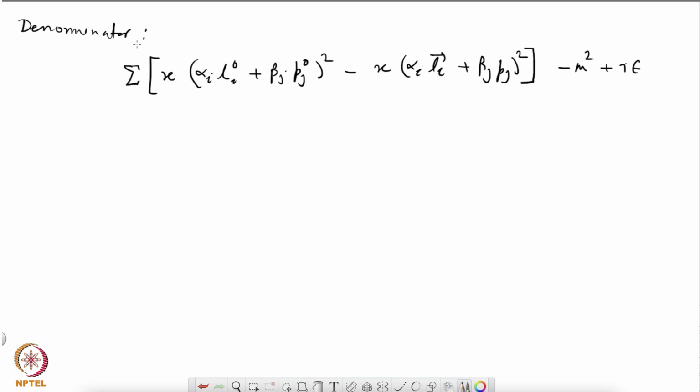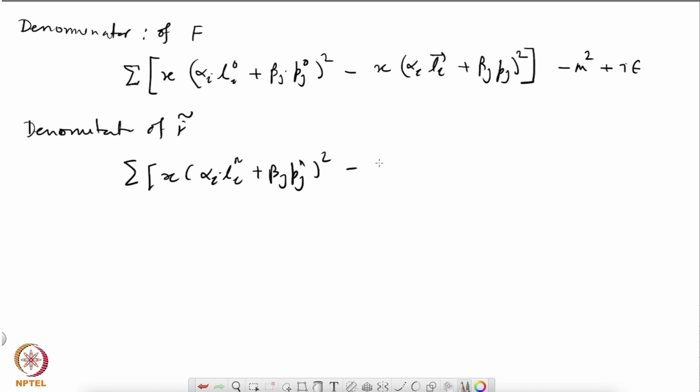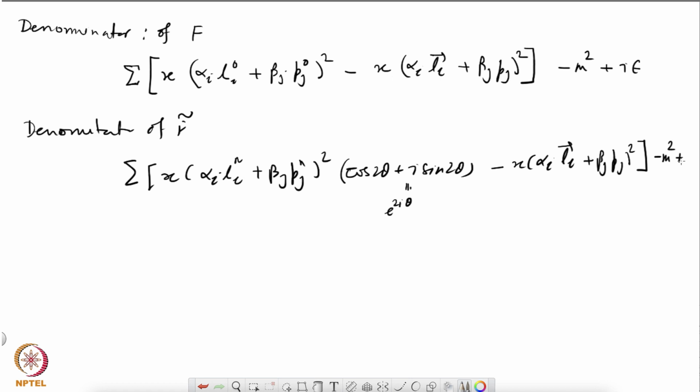Good, and this is the denominator of f, and the denominator of f tilde is what? Summation x alpha I Li n plus beta j pj n squared, minus times cos 2 theta plus I sin 2 theta. This is the factor e to the I 2 theta. And then you have minus, okay, that's what we have.